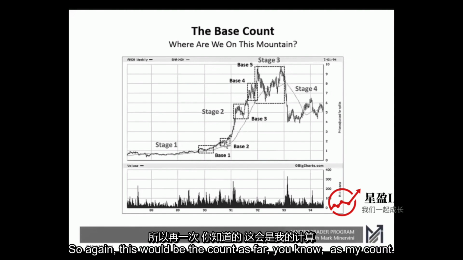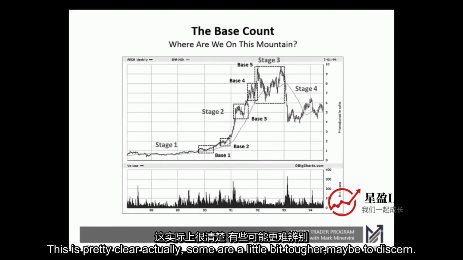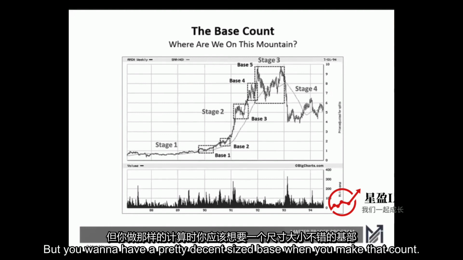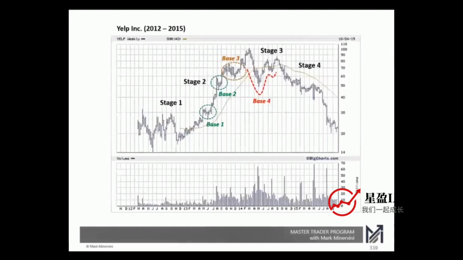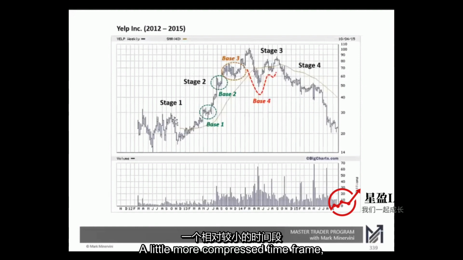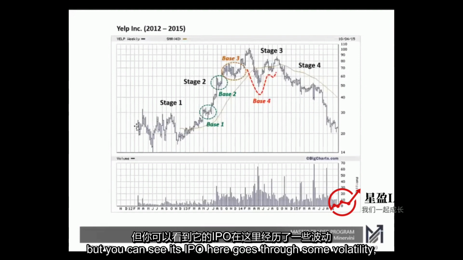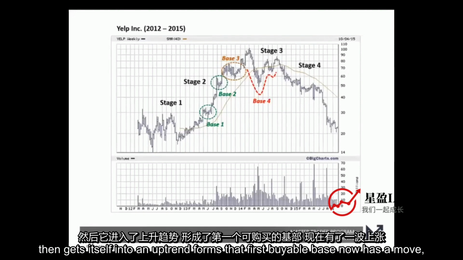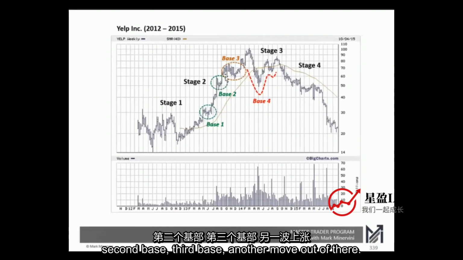So again, this would be the count, in my count. This is pretty clear, actually. Some are a little bit tougher to discern, but you want to have a pretty decent sized base when you make that count. So here's another one. Here's Yelp going from 2012 to 2015, a little more compressed time frame, but you can see its IPO here goes through some volatility, then gets itself into an uptrend, forms that first buyable base, now has a move, second base, third base, another move out of there.